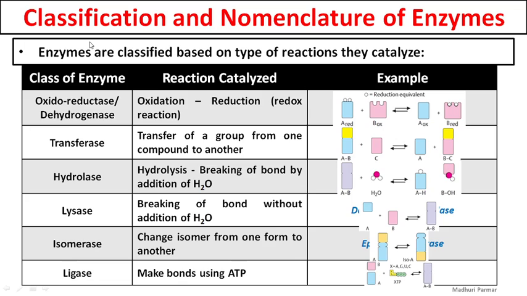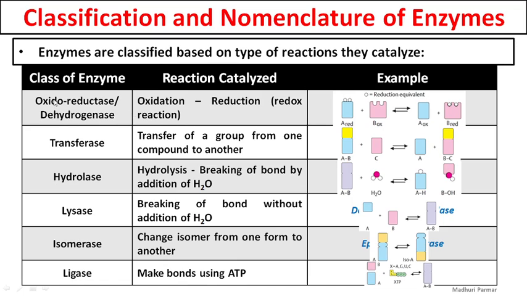Enzymes perform a variety of different reactions. They are classified in 6 major types. Again, remember, this series should not be changed. These are numbered and that number should not change. The first class will always be oxidoreductase or dehydrogenase. Second is transferase, hydrolase, lyase, isomerase, and ligase. Let us see them one by one.